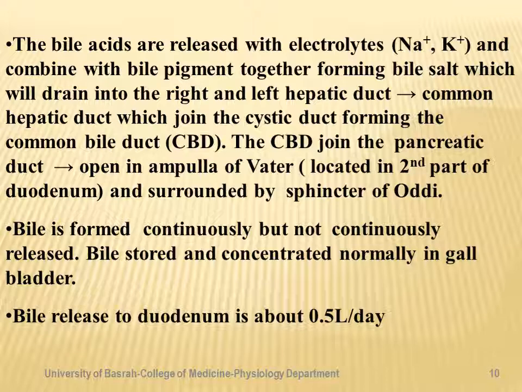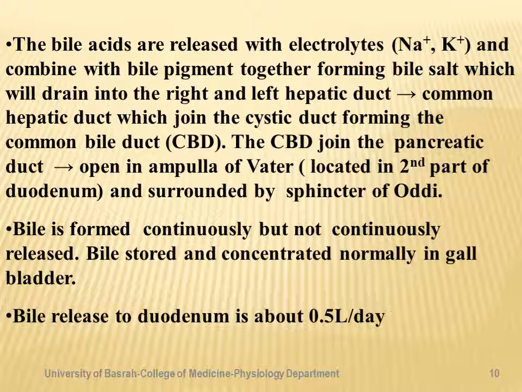the right and left hepatic ducts, then to the common hepatic duct, which joins with the cystic duct forming the common bile duct, which joins the pancreatic duct and opens in the ampulla of Vater, which is located in the second part of the duodenum and surrounded by what is called the sphincter of Oddi. The bile is formed continuously, but it is not continuously released to the second part of the duodenum. The bile is stored and concentrated normally in the gallbladder. So we know the gallbladder is a temporary storage of bile and has no relation to making bile. Bile is usually synthesized by the hepatocytes.